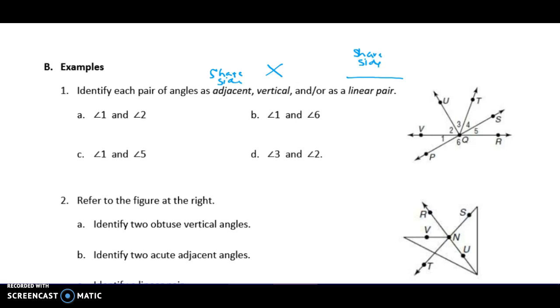It's angle 1 and angle 2. They are stuck together, sharing that side. BQ makes them adjacent. Next, angles 1 and 6. And I see them right here. So when I see them opposite each other like that, I would always want to look: do I see that X shape? And because I do, I can call them vertical.